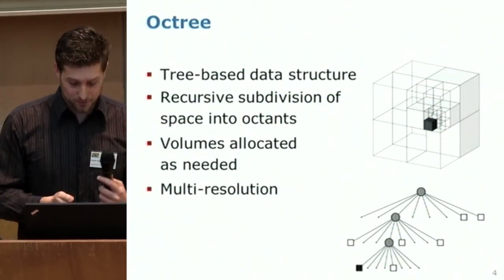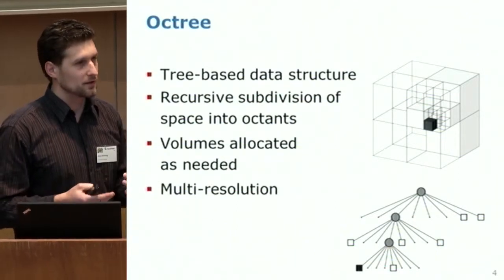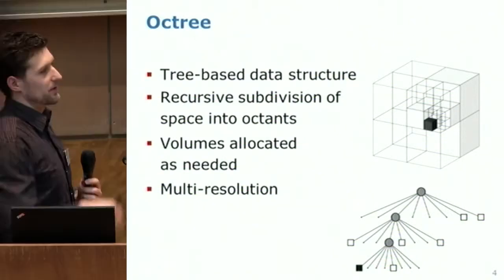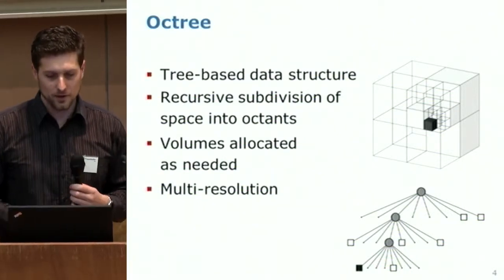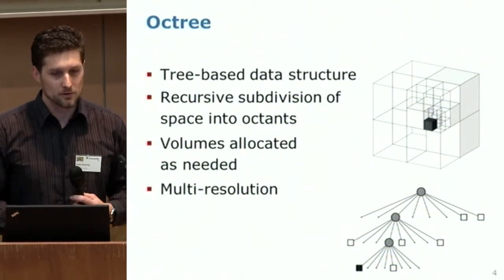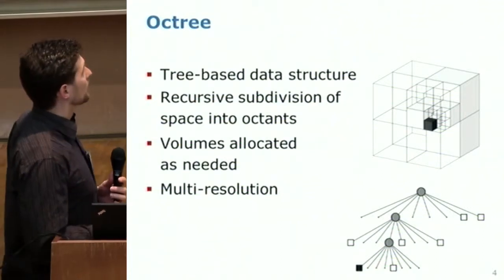What's also nice about this tree data structure is that it can be allocated as needed. So as the robot explores new areas, the tree grows in this direction. And we don't have to allocate all the memory at once, as we would have to do, for example, with a 3D voxel grid.